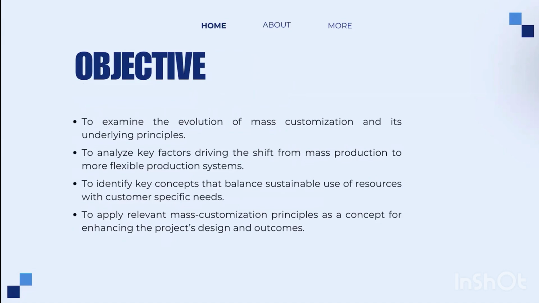The objective is to examine the evolution of mass customization and its underlying principles, to analyze key factors driving the shift from mass production to more flexible production systems, to identify key concepts and balance sustainable use of resources with customer-specific needs, and to apply relevant mass customization principles as a concept for enhancing the project's design and outcomes.